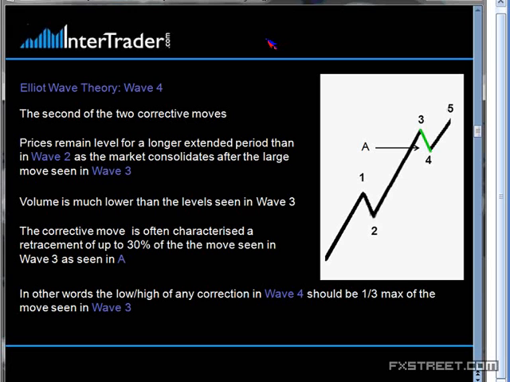and we start to take some profit, then obviously the momentum and the volume is going to be less. So again, the corrective move is often characterized by a retracement of generally around 30% of the move that we see in wave 3. That's what point A indicates. So in other words, whether low or high volume, any correction in wave 4 should be really no more than 1/3 of the max of the move that we've seen in wave 3.